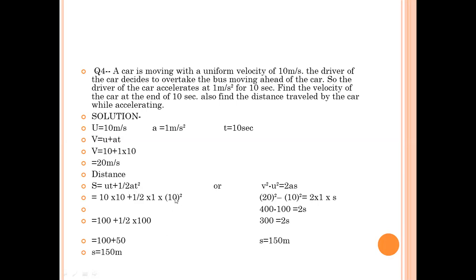Here T square, so you have to do again 10 in bracket and square. तो 10 का square हो गया 100. 10 into 10 is 100. पहले multiply होता है, then add होता है. 100, 10 cross 10 is 100, plus half cross 100, that is 50, then 150.